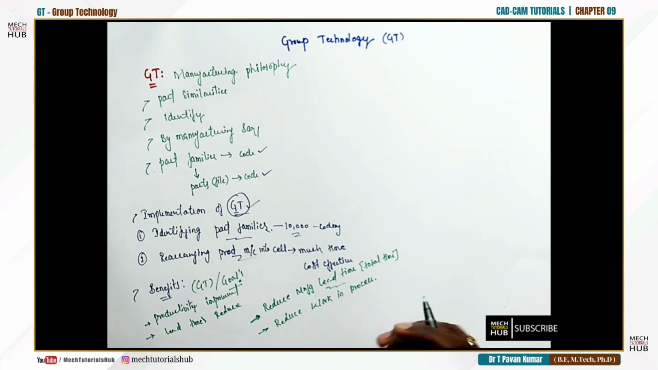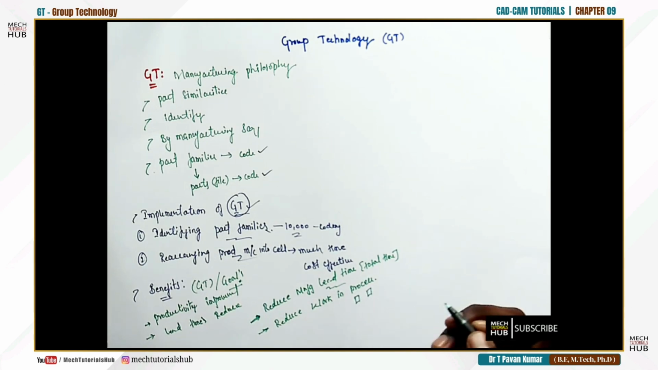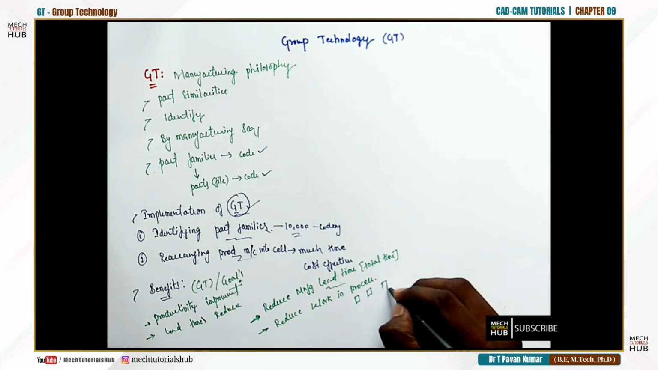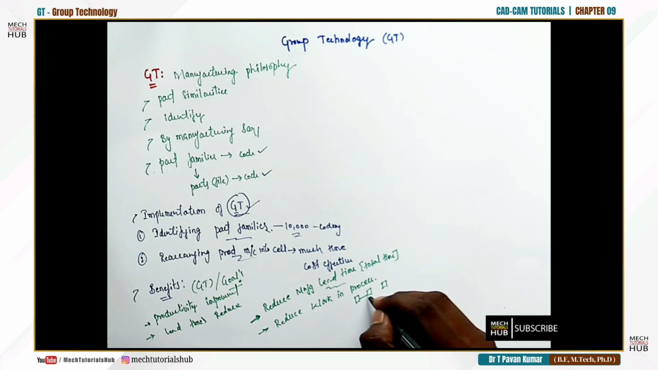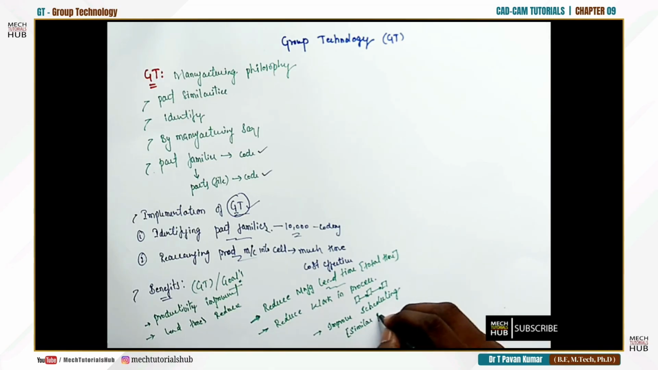In other words, we can reduce the in-process time from machine to machine, whatever the process going on, till it reaches the assembly region. So in between, we can reduce the time and we can improve the scheduling also. Improving scheduling is nothing but taking similar products and processing them in the same system. This is the meaning of this particular scheduling.